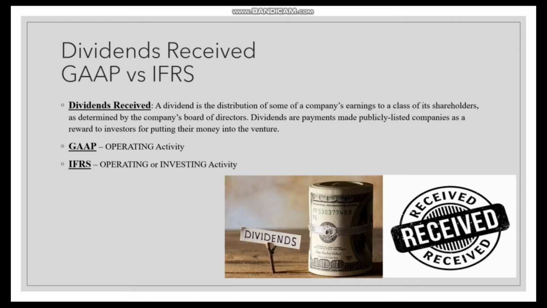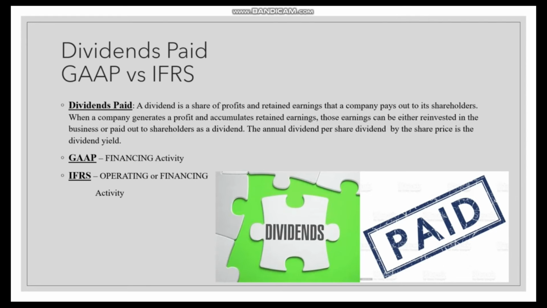So with dividends received, under GAAP, companies must put it underneath the operating activities, while under IFRS, dividends received can go underneath either operating or investing activities. Moving on to dividends paid, under GAAP, companies must put it underneath the financing activities, while under IFRS, a company can put it underneath either operating or financing. In conclusion, IFRS has more freedom in how a company wants to record its dividends paid and received, while under GAAP, they must adhere to the requirements that have been set in place.